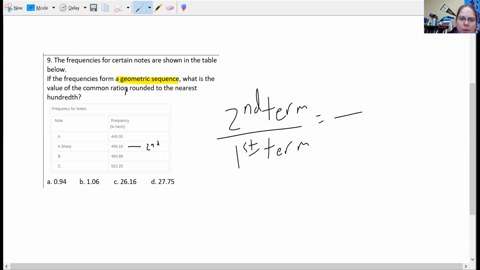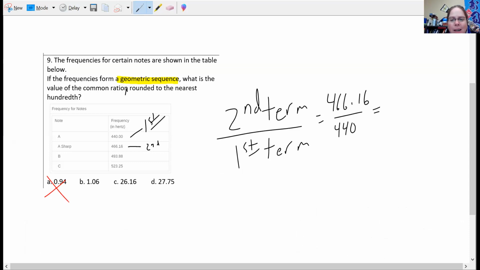And so our second term is 466.16, and our first is 440. Now right there, I can kind of look at it. 466 is bigger than 440, so it should be bigger than 1. So that gets A out.